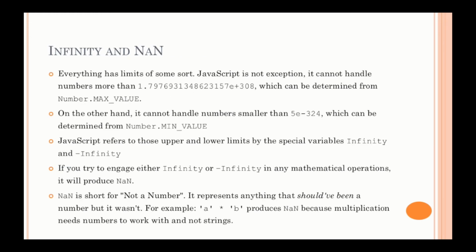Now, before we leave numbers, let's have a look at 2 important types of numbers that we haven't covered yet, Infinity and NaN. Everything has limits. That's true. Everything in the world has limits, and JavaScript is not an exception. JavaScript can handle numbers only to an upper limit and a lower limit. This upper limit is this huge number that you see on the screen. You do not have to memorize it, and you shouldn't, because it can be retrieved by this statement in JavaScript, Number.MAX_VALUE.